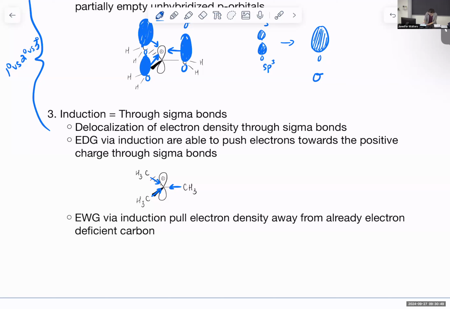So that was where if I get this positive charge, and I get, say, like a CF3, now I'm pulling this away. I'm pulling electron density away. That's trying to make this positive charge, this already vacant site, even more positive. That is extremely destabilizing.